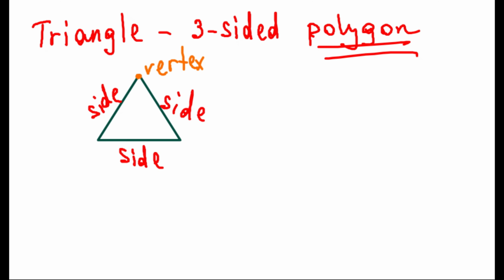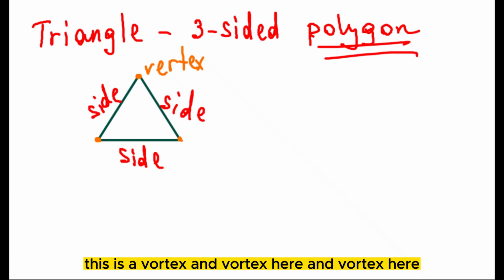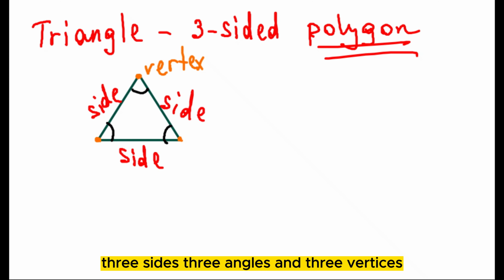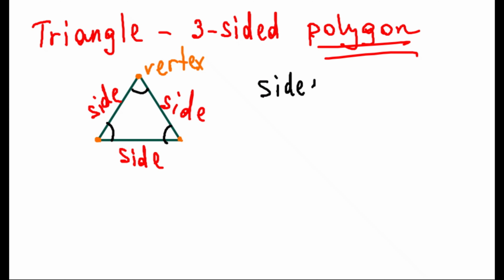A triangle has three vertices. This is a vertex, and a vertex here, and a vertex here. And also a triangle has three angles. Three sides, three angles, and three vertices. Okay, now we are going to classify triangles.